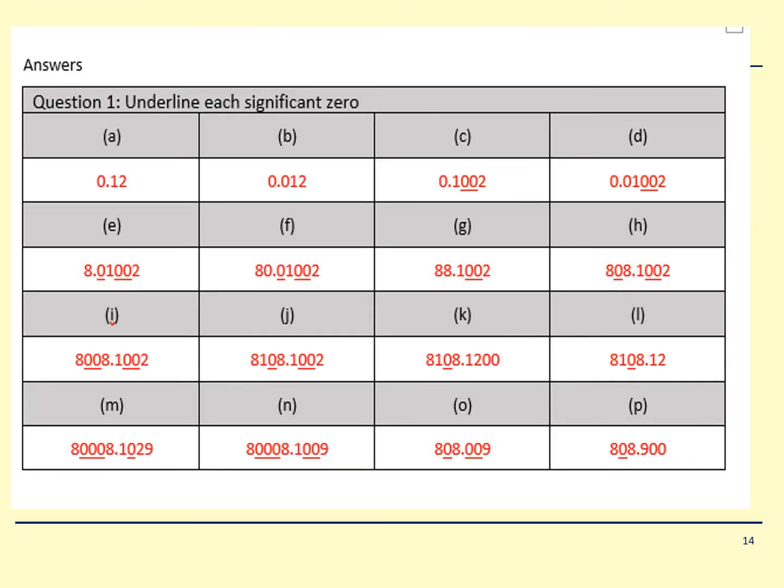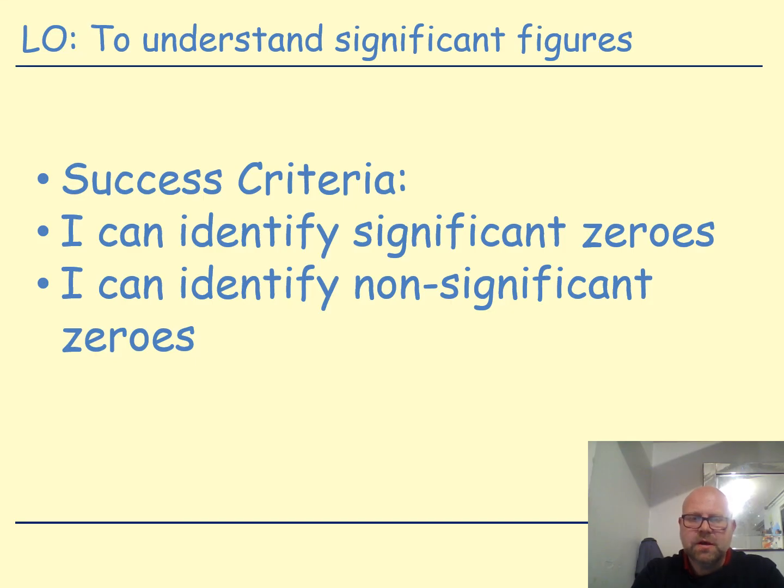Here are the answers that you should have got. Can you mark your work? If you've got any wrong, just go back and check, see where you went wrong and correct it. Hopefully you got them all right. This lesson was to help you understand significant figures, and now you should clearly be able to identify significant zeros, and also you should be able to identify non-significant zeros, and that will make it easier for you whenever we go on to rounding to 3 significant figures or 2 significant figures.